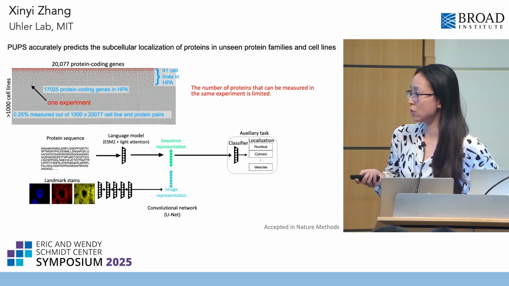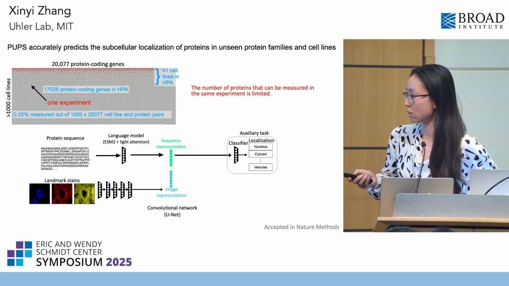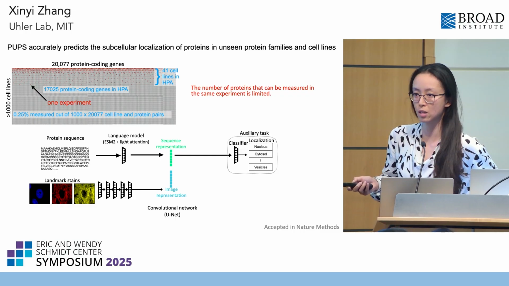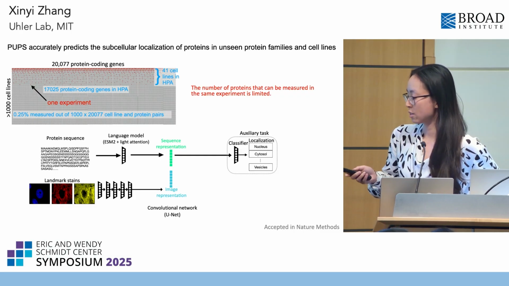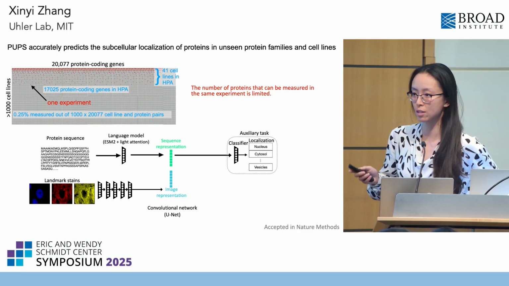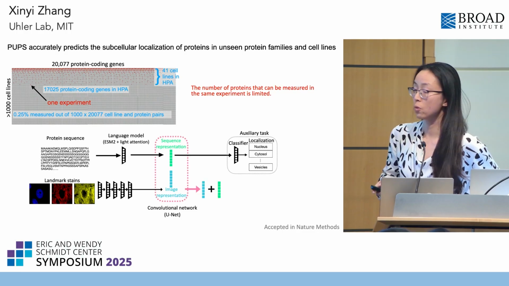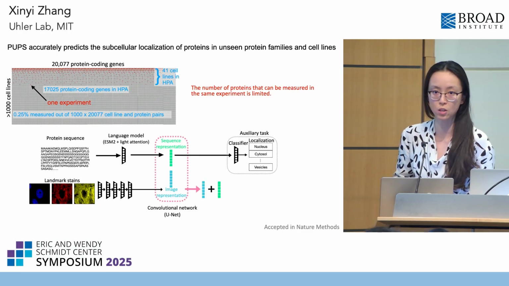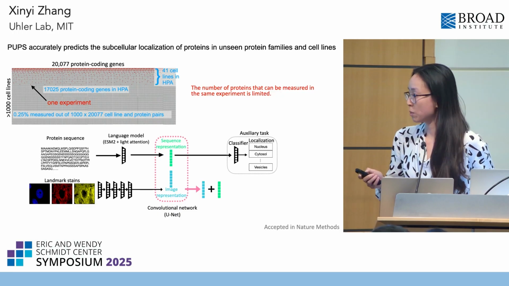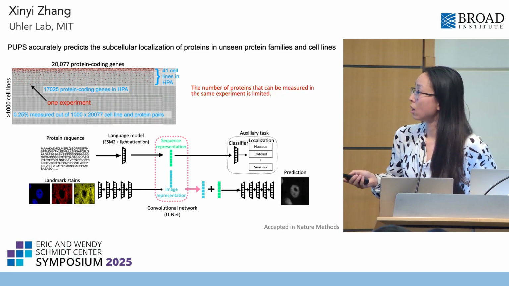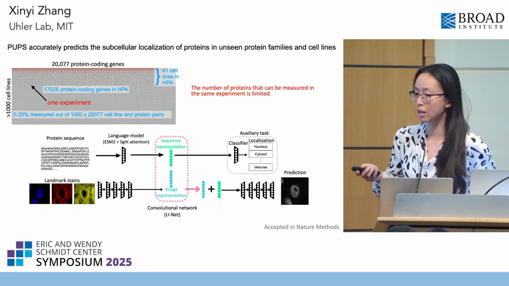We can then learn cell states from cellular stains, and we're not only using the chromatin stain, but we also have stains for microtubule and ER in the Human Protein Atlas. So with this image representation that tells us the state of single cells, we can then combine the sequence representation with the image representation to make a prediction of that particular protein in a single cell.